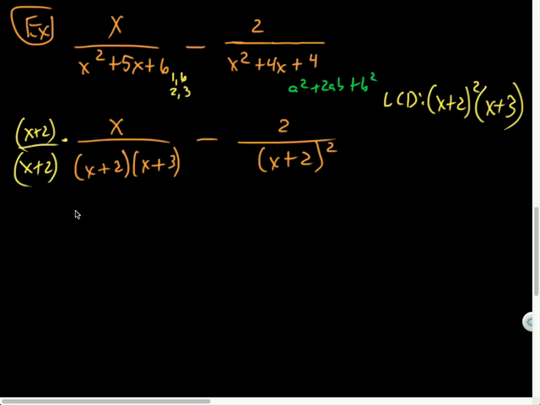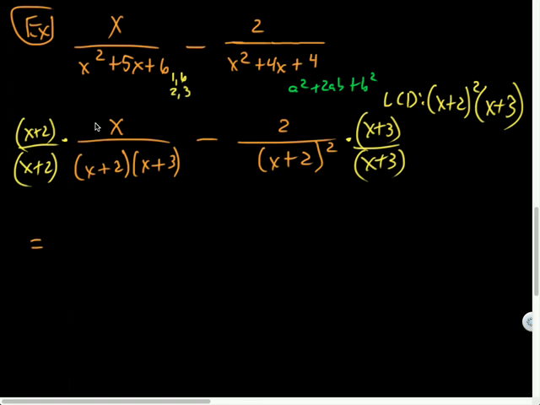What is x plus 2 divided by x plus 2? 1. It's just 1, right? This is just like a big ugly 1 in disguise. It's just hiding. It's not changing the value, it's just changing the way it looks. And what part of the LCD is this one missing? X plus 3 over x plus 3. So, let's multiply this out.